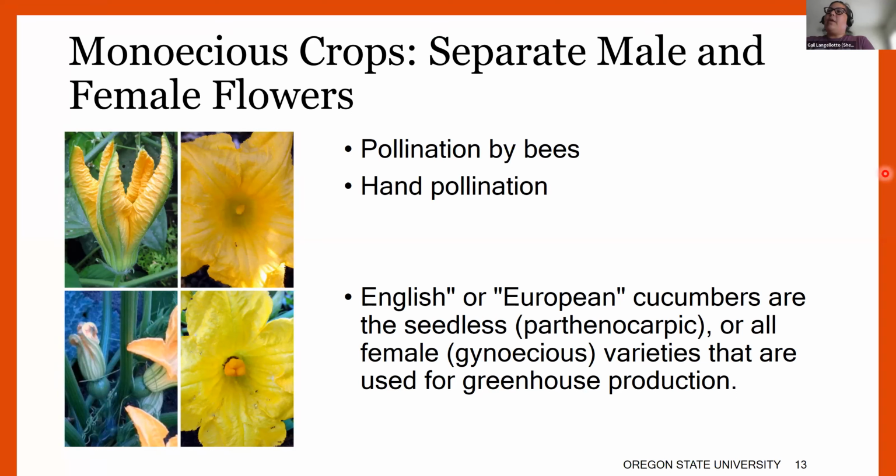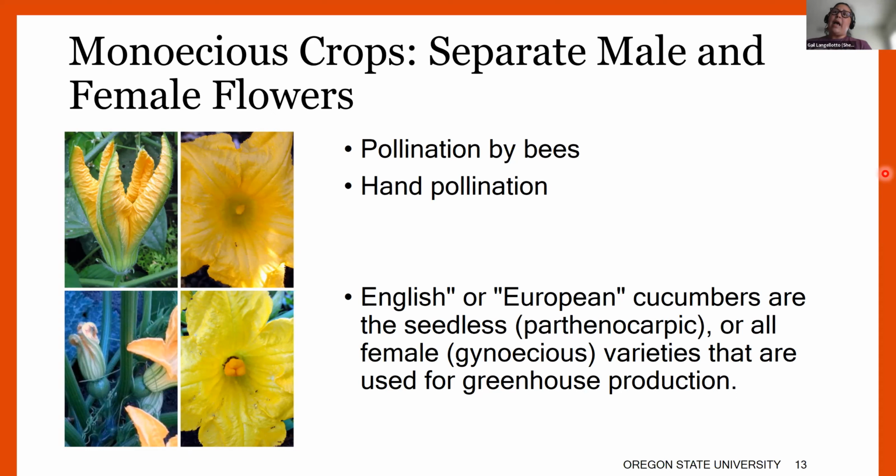Now, monoecious crops present a real conundrum if you're growing crops indoors in a greenhouse or hydroponic system. And that's because something has to move the pollen from the male flowers to the female flowers. And normally bees outdoors render this very important ecosystem service.